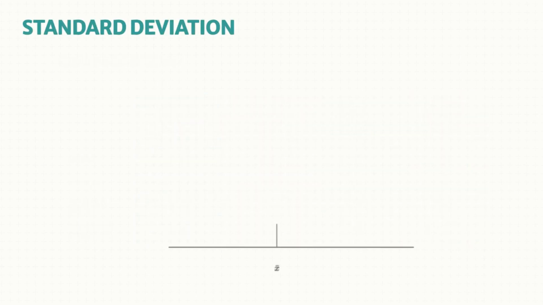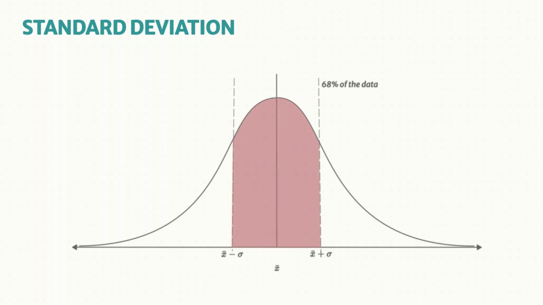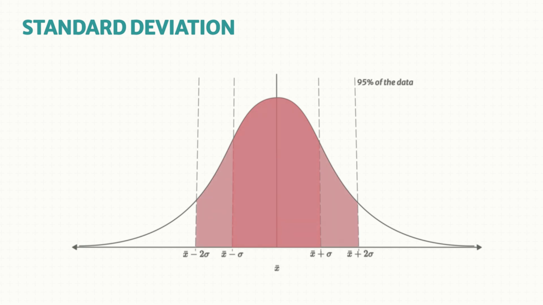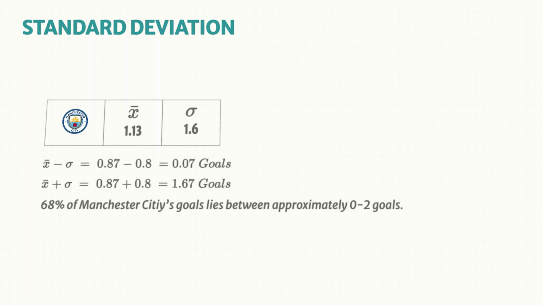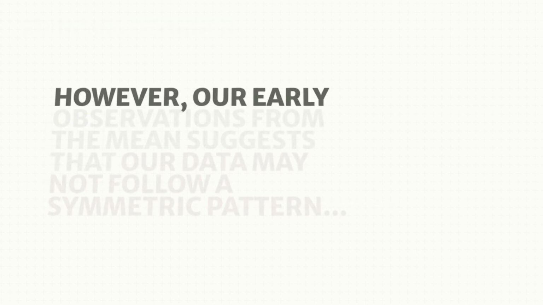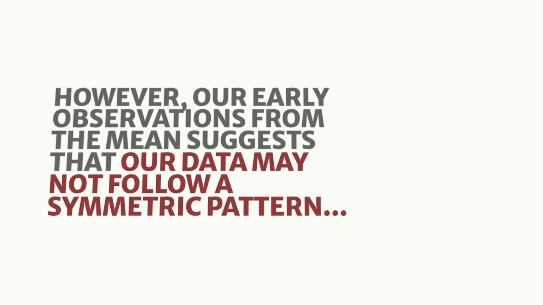The standard deviation also offers an interesting property when dealing with symmetric data. In a theoretical normal distribution, approximately 68% of the data falls within 1 standard deviation from the mean, 95% within 2 standard deviations, and 99.7% within 3 standard deviations. So if our data was symmetric, we could use Manchester City as an example and say that 68% of their goals lie between 0 to 2 goals. However, our early observation from the mean suggests that our data may not follow a symmetric pattern, and therefore this nice property of the standard deviation doesn't apply to our data.